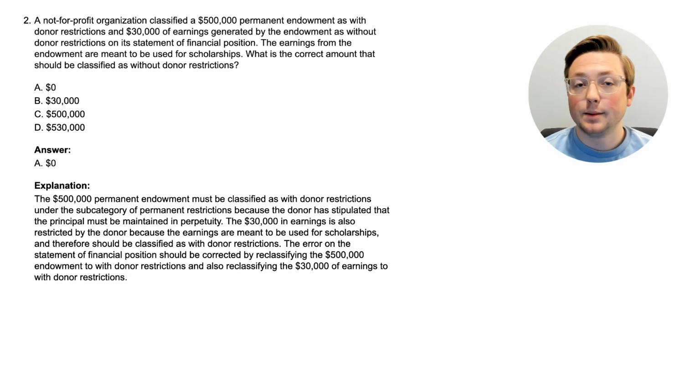Now, what they did is they put the $500,000 of principal in with donor restrictions correctly, but they did not put the $30,000 of earnings in with donor restrictions. They put it in without donor restrictions. So a pretty easy fix there. You just need to switch that $30,000 from without donor restrictions to with donor restrictions because, again, it's supposed to be used for scholarships specifically. All right, again, pretty easy to correct there. Let's go to the next question.